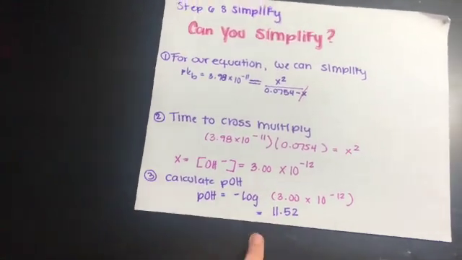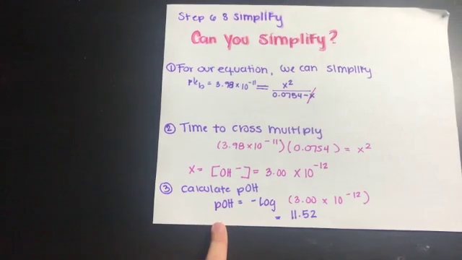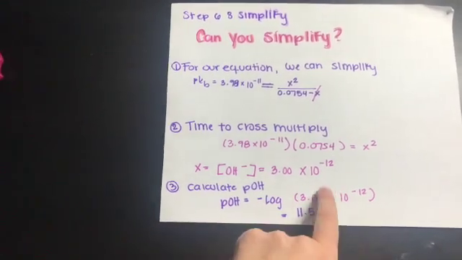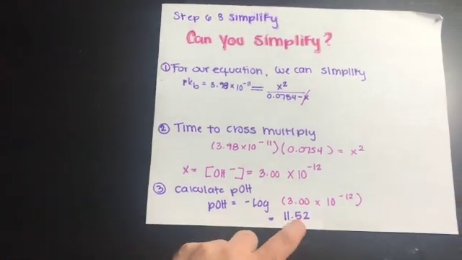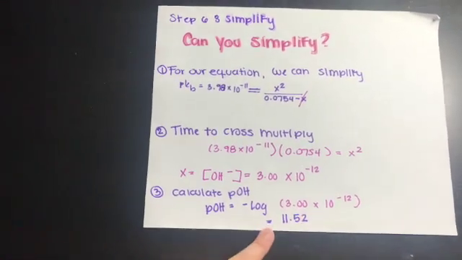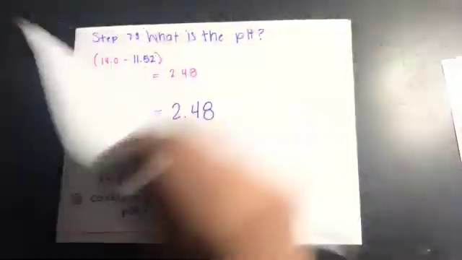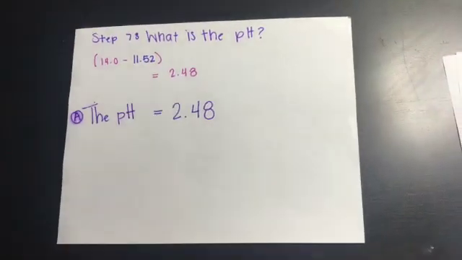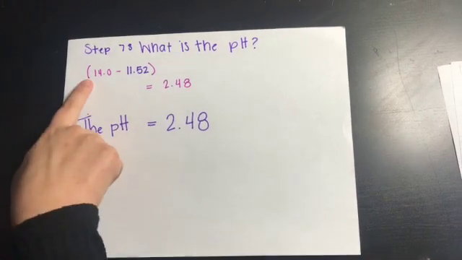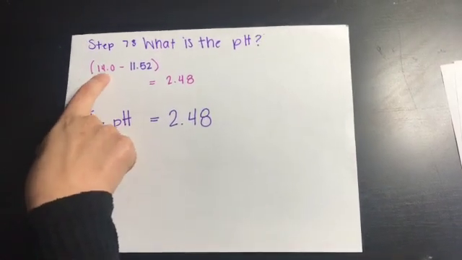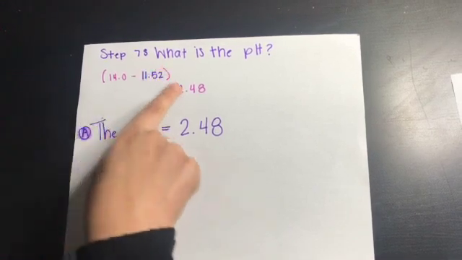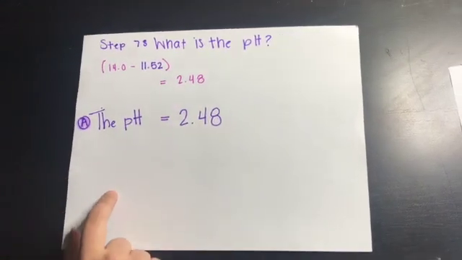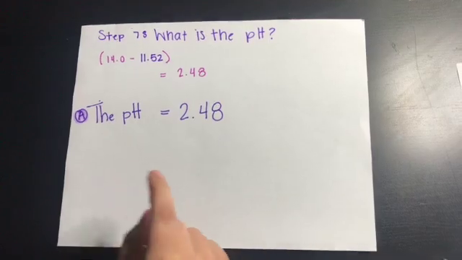And now it's time to calculate our pOH. We're going to take the negative log of the answer we got from cross multiplying, which was 3.0 times 10 to the negative 12th power, and get 11.52. What is the pH? Well, we're still not done, because we have to subtract 14.0 minus the 11.52 that we just got, to get 2.48. So our pH for this equation would be 2.48.